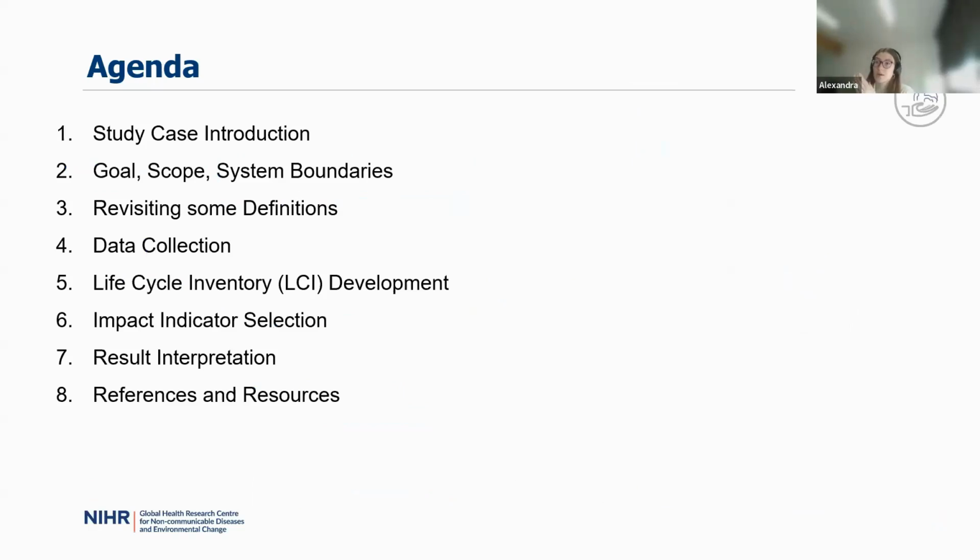So for today, since we're going to do a more practical approach, I thought it would be better to do a case study. So we're going to repeat the structure of last session, going through the definition of goal, scope, boundaries, maybe revising some of the definitions just to ensure that everything is consolidated, and then go through a hypothetical data collection, as well as the organizing of the life cycle inventory and impact indicator selection, as well as then looking at the results that we would be getting and the reference. And then I will send the slides at the end of this with some references and resources.